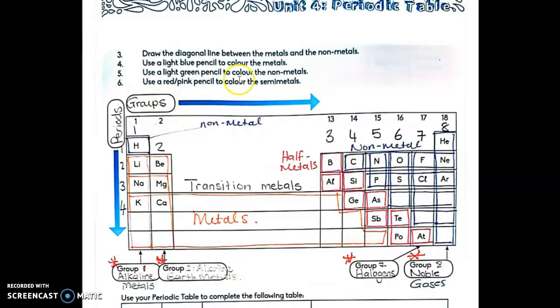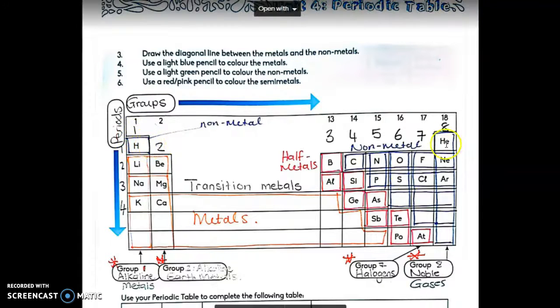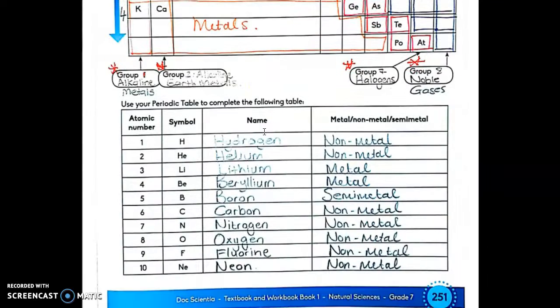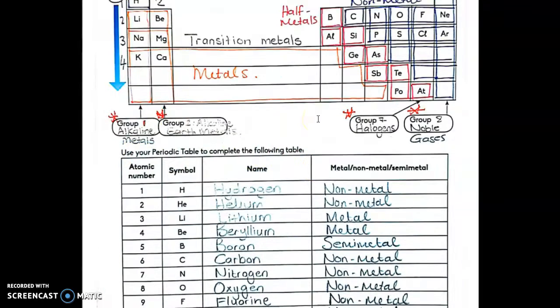Number 5, use a light green pencil to color the non-metals. Now the non-metals are over here, hydrogen, and the rest over here. And then use a red or pink pencil to color the semi-metals. These are really in pink. Color the semi-metals. Use your periodic table to complete the following table.